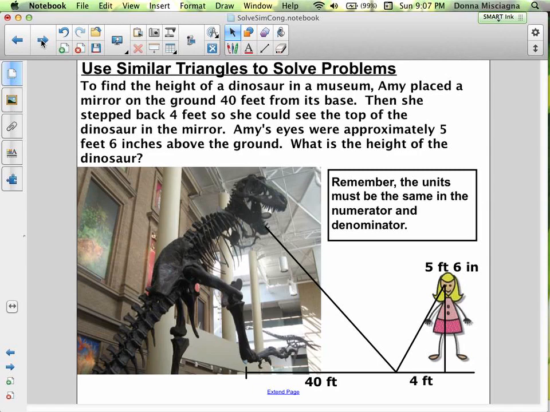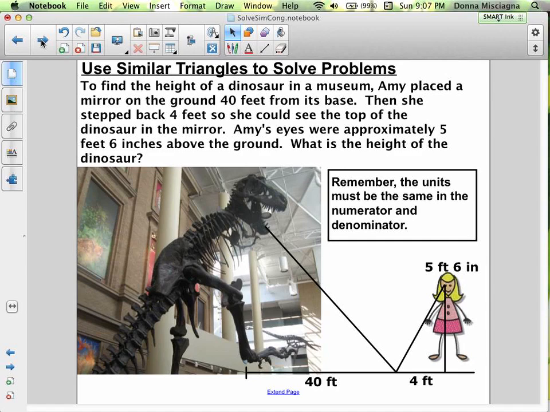And this actually would work, by the way, what I'm reading here. To find the height of a dinosaur in a museum, Amy placed a mirror on the ground 40 feet from its base. Then she stepped back 4 feet so she could see the top of the dinosaur in the mirror. You can figure out height this way. Amy's eyes were approximately 5 feet 6 inches above the ground. What's the height of the dinosaur?